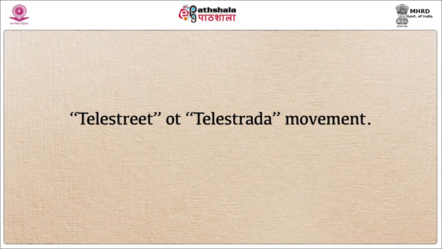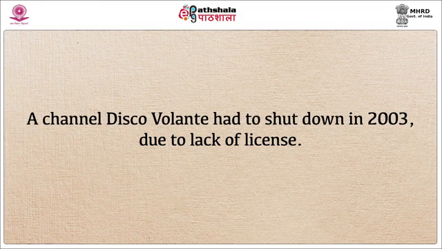This was followed by the beginning of 50 such channels as a part of the Telestreet or Telestrada movement. These channels operate in shadow zones, unreachable for official TV frequencies. A channel, Disco Volante, had to shut down in 2003 due to the lack of license. The channel came back on air after a long legal battle. They are allowed to operate as long as they stay in the shadow zones.